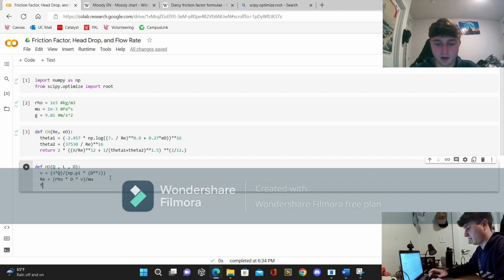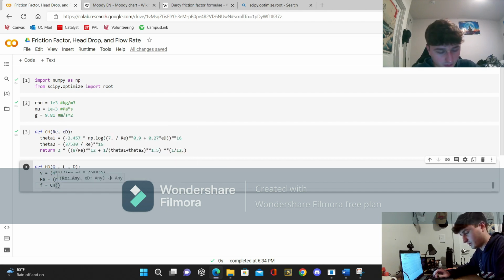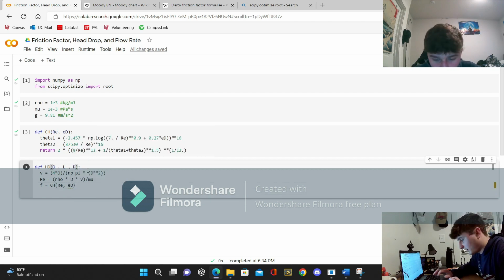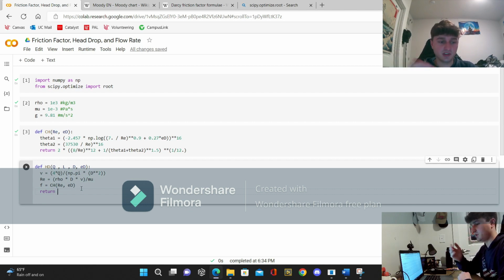And now we need to supply our friction factor, which is going to be our Churchill equation, same inputs, which we are going to have the Reynolds number and the surface roughness. And we're also going to need to include that in here, as we are using that, and we need to input it. And what we need to return is the right side of our equation, which if you remember was the frictional heating term divided by g.